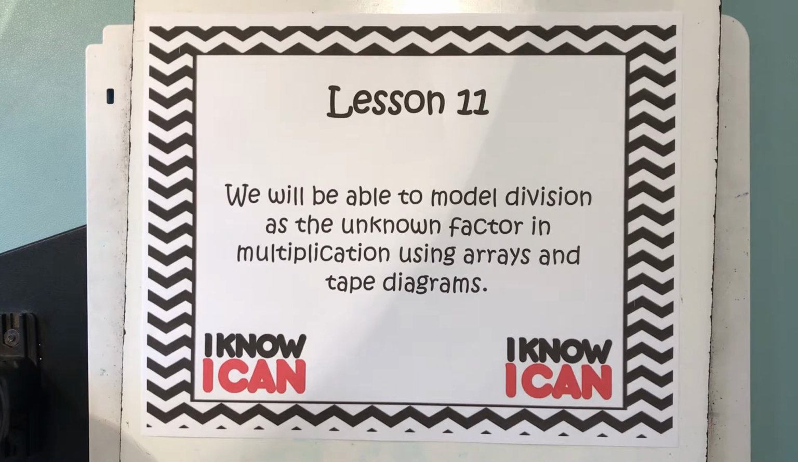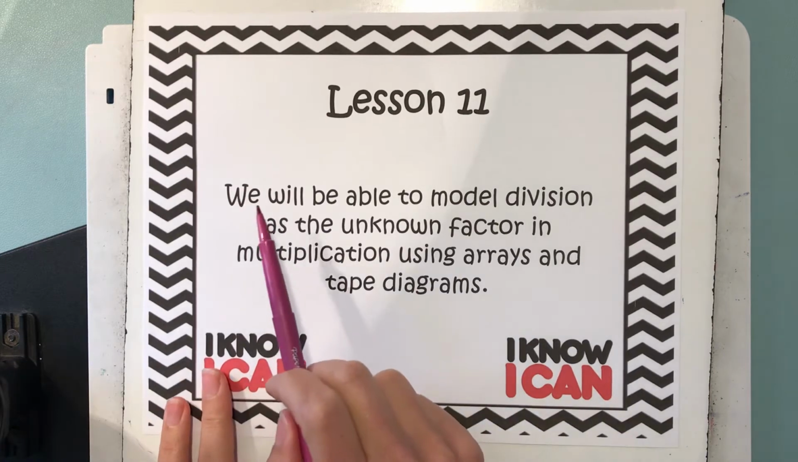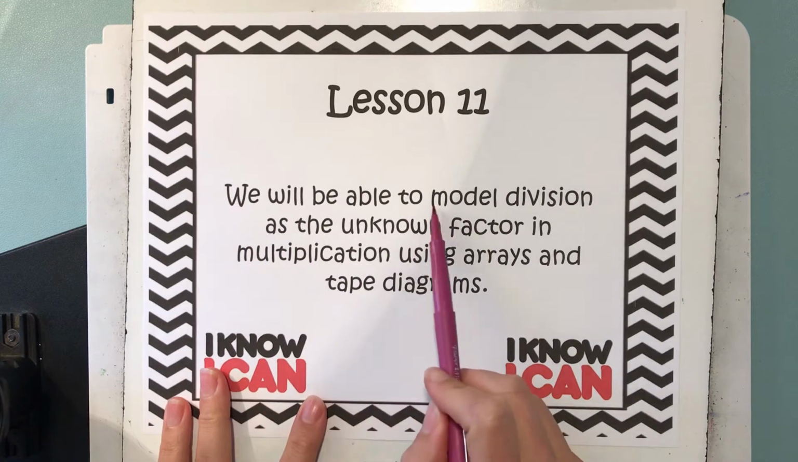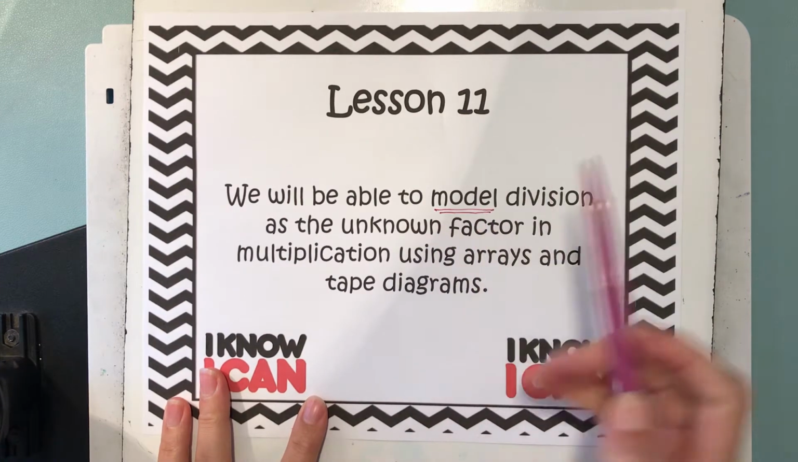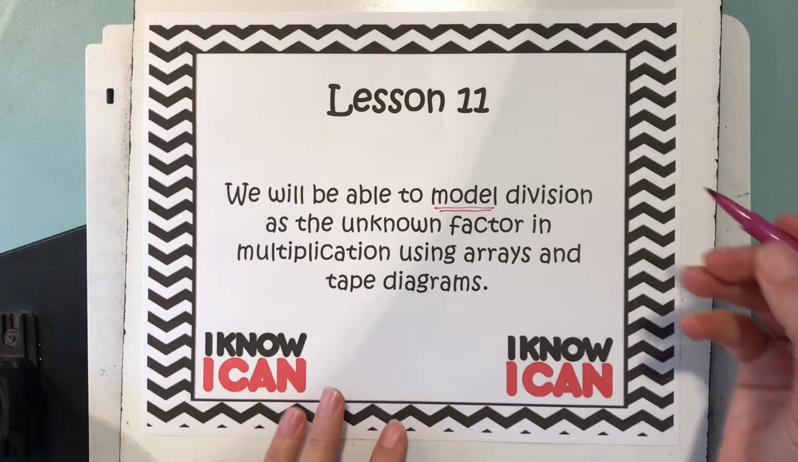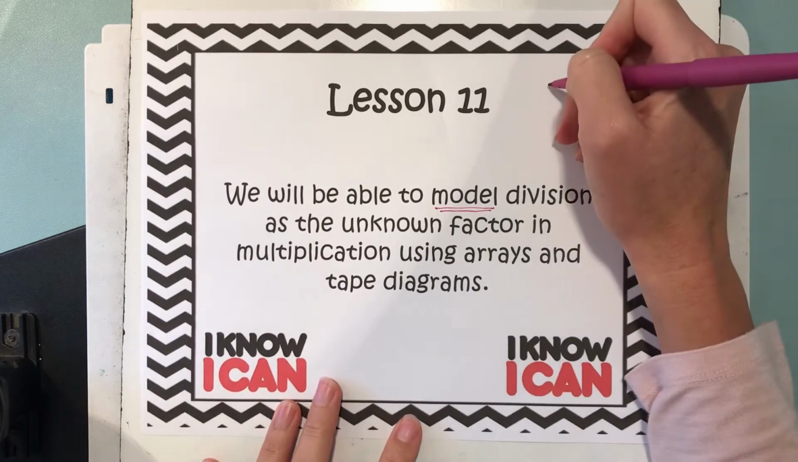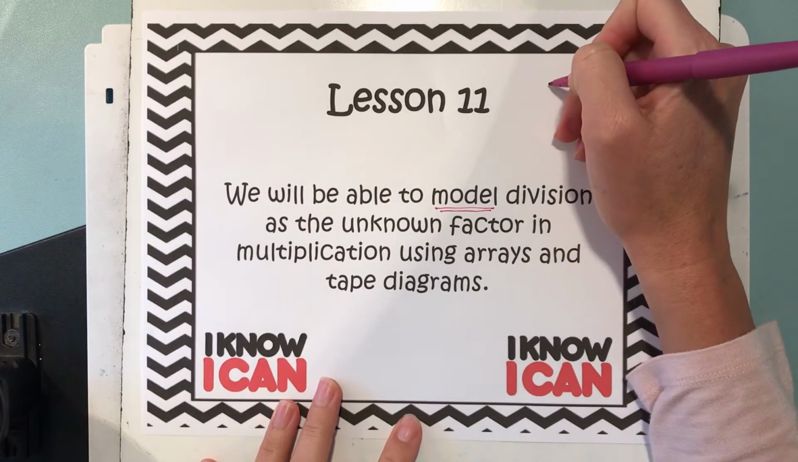Right, lesson 11, and we are still working in division. Last week you looked at skip counting by 2s and skip counting by 3s to help us divide. Today we will be able to model. There's that word model. And model means you're going to draw, okay? So we can model by doing an array. And that's what we've learned so far, right?